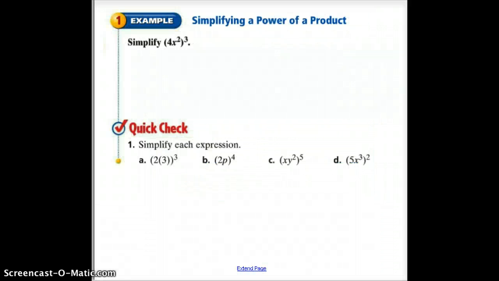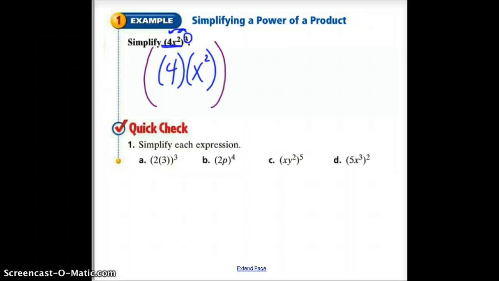Let's do an example together. Simplify 4 times x squared to the third power. We just learned that if we have a product in parentheses raised to an exponent, I can apply this exponent 3 to each part of my product. Let's break apart this product. I have 4 being multiplied by x squared, and all of that is raised to the third power. I'm going to bring that third power and apply it to the 4 and to the x squared. That'll look like this.